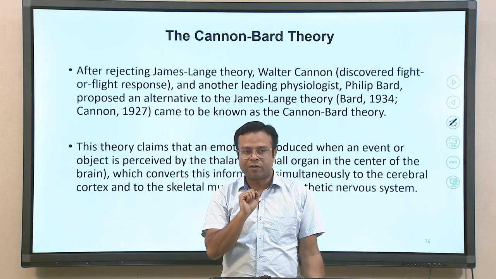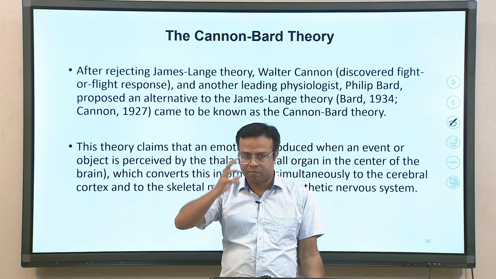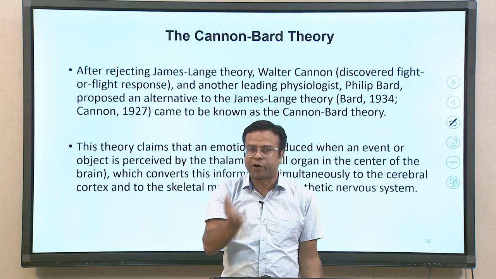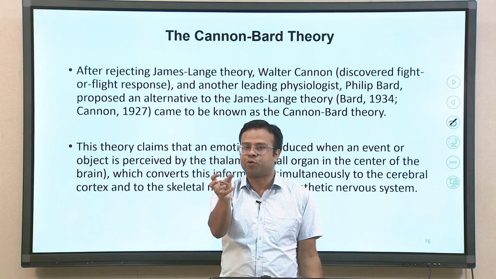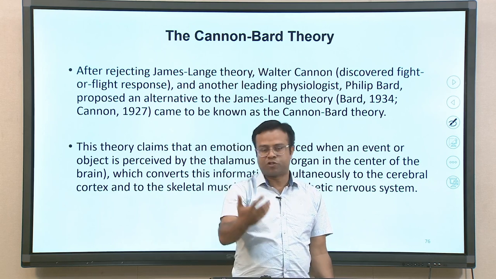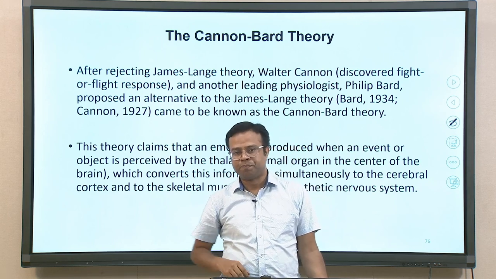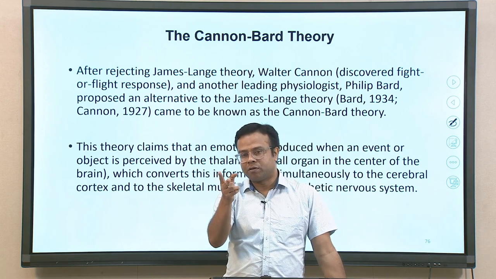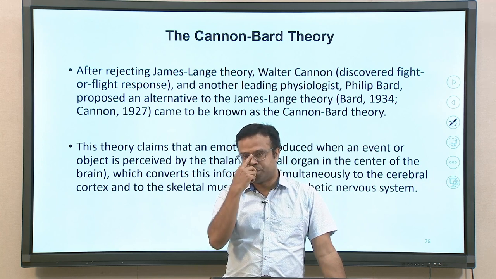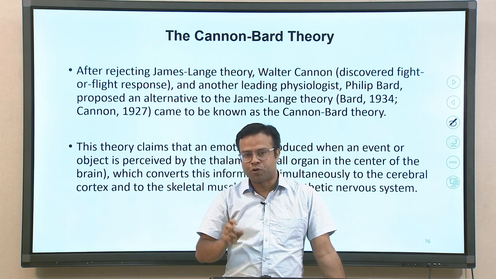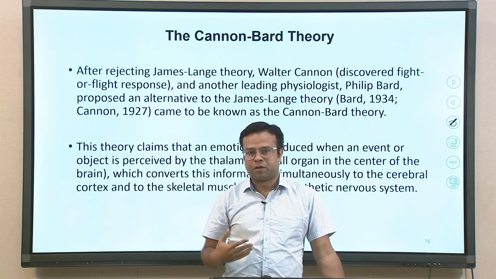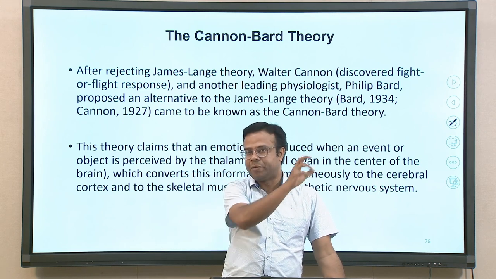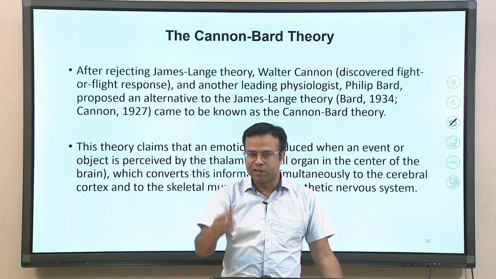So, the whole physiological system of our body will either try to fight it or run away from it just to protect itself. That is called the fight or flight response of the body. Walter Cannon first talked about this particular syndrome. Another physiologist, Philip Bard, at that time had a similar idea. So, just like the James-Lange theory, it became a two-person theory, the Cannon-Bard theory.